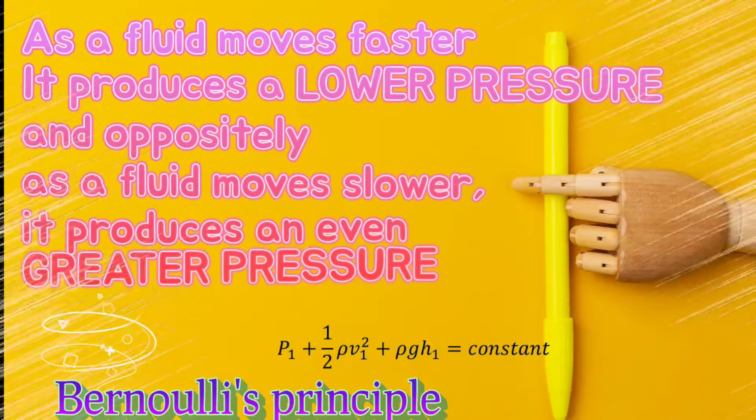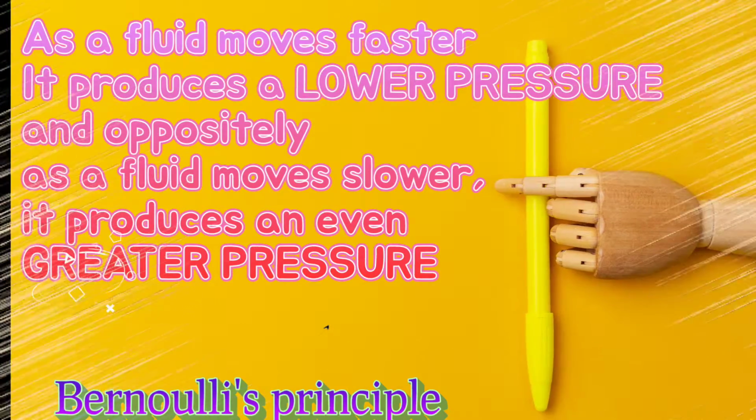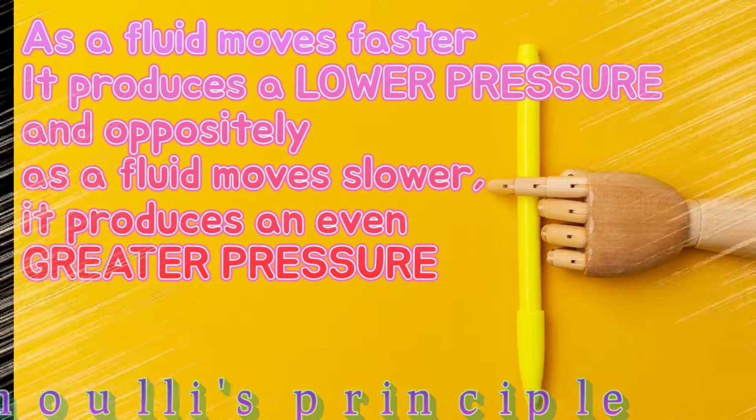Daniel Bernoulli was a physicist and mathematician who came up with a theory that stated, as a fluid moves faster, it produces less pressure, and oppositely, a slower moving fluid has an even greater pressure than one that moves faster. We can apply this to many scenarios in our everyday life.